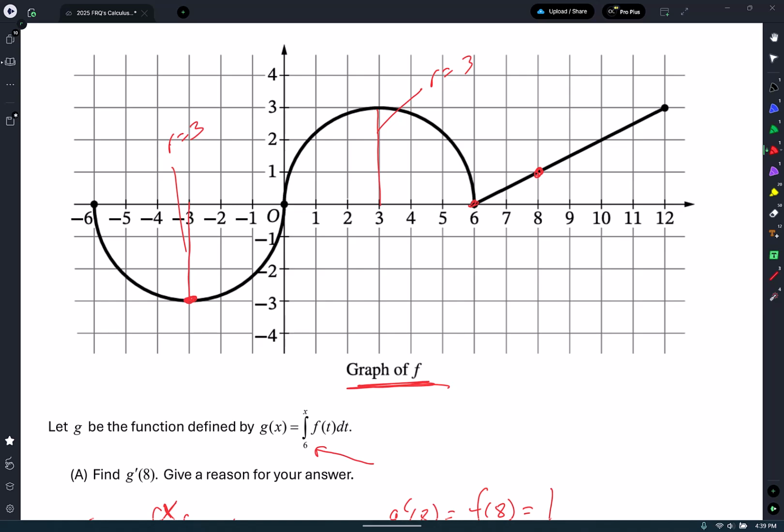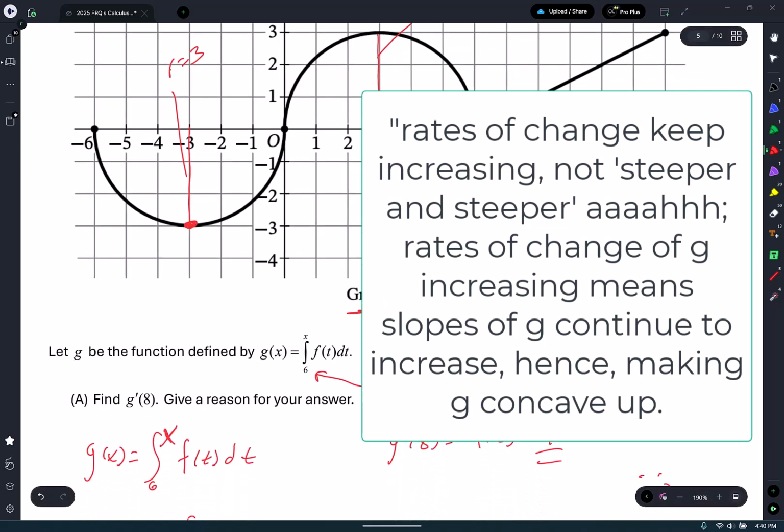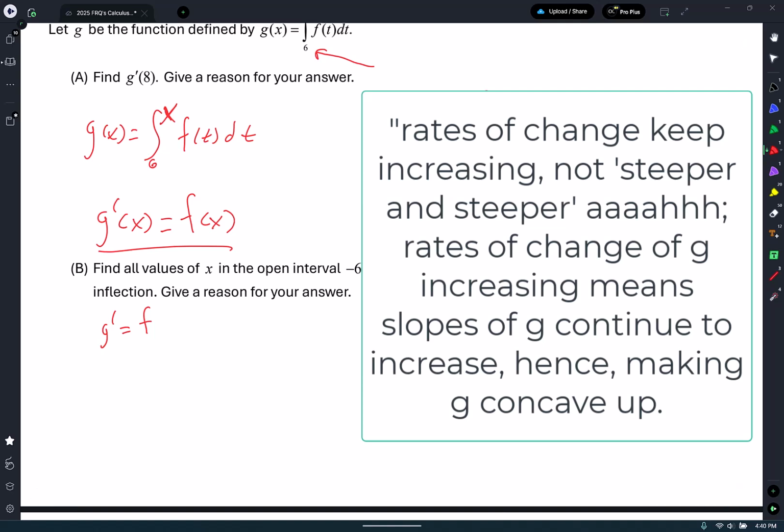G prime prime being positive means g prime is increasing, which means g is concave up because your rate of change is increasing, and that's what creates your concave up. Think about it, your rates of change keep getting steeper and steeper. That's going to create that concave up deal. All right, so here we go. Hopefully I said everything correctly and I didn't confuse anyone there.